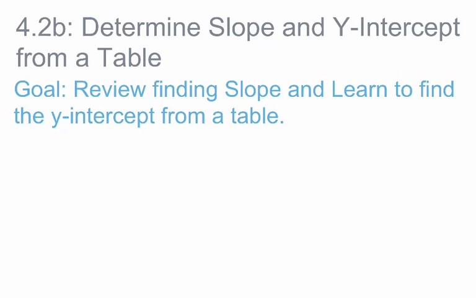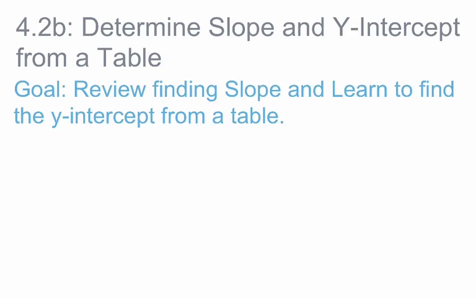Today's lesson we're looking at 4.2b, determine slope and y-intercept from a table. Our goal for this lesson is to review finding slope and learn to find the y-intercept from a table. Now we've already gone over finding slope from a table back in Module 3, Lesson 2C.